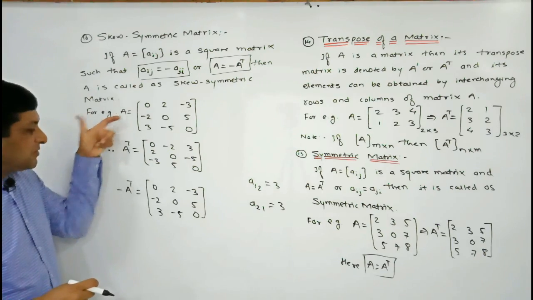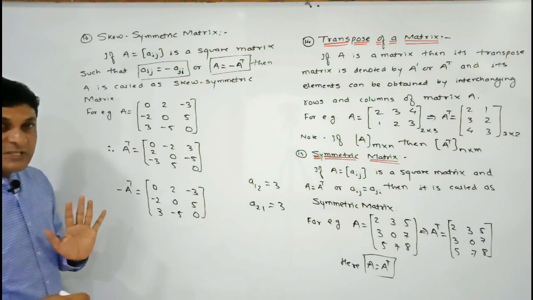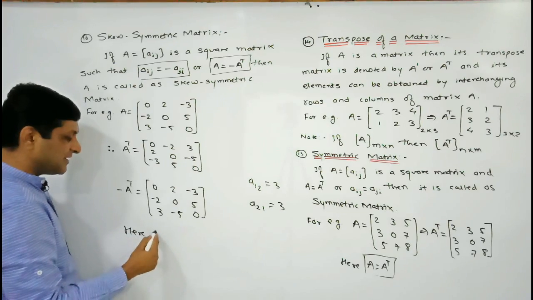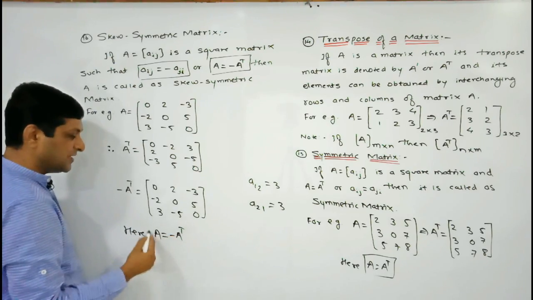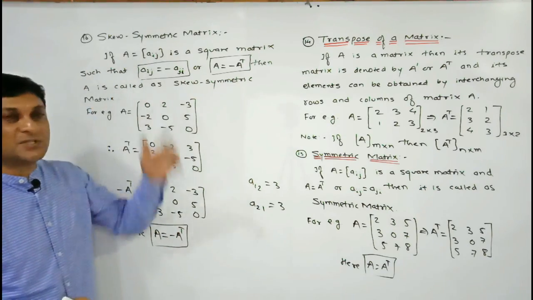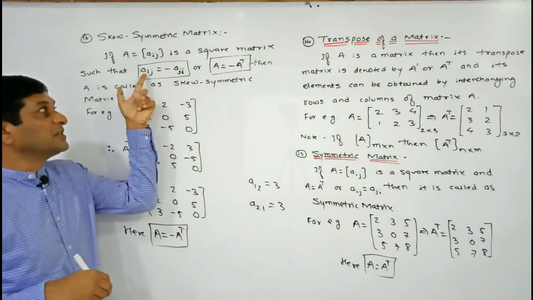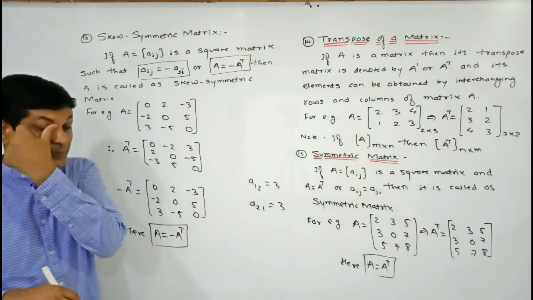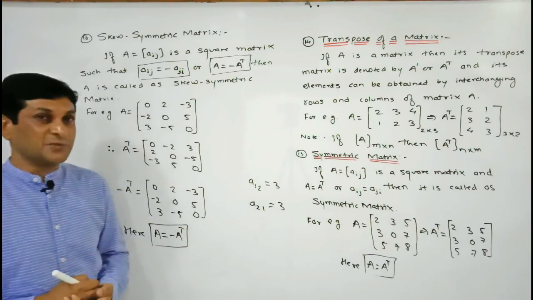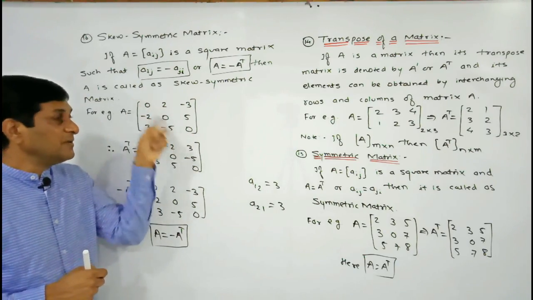Now if you observe the elements of A and minus A transpose, every corresponding element is the same, which means our condition is satisfied. So here we can say that A and minus A transpose are equal matrices, isn't it? And if this condition is satisfied, the matrix is called a skew symmetric matrix. In other words, the elements satisfy the condition Aij is equal to minus Aji. If this condition is satisfied, the matrix is called a skew symmetric matrix.